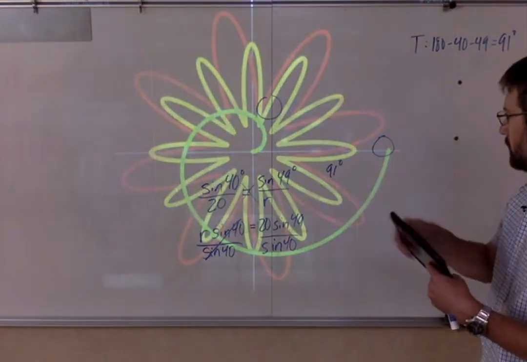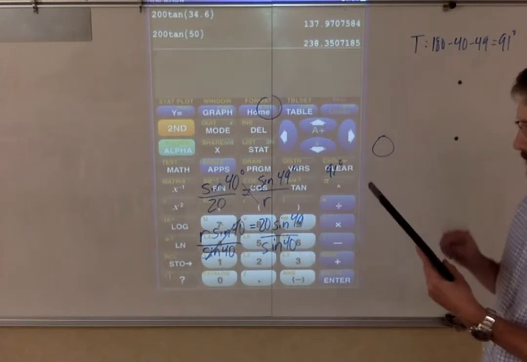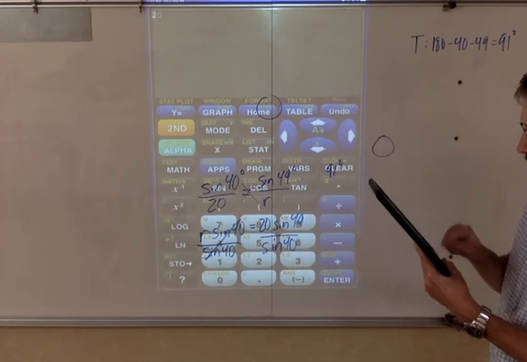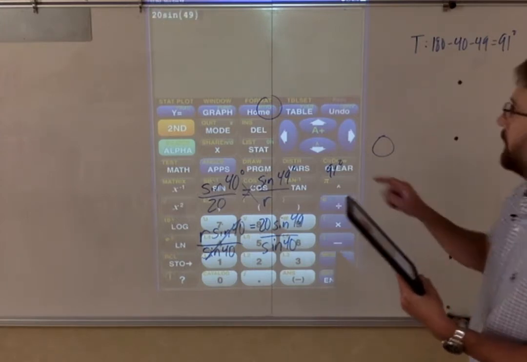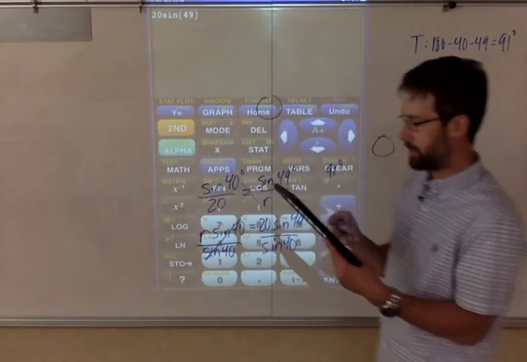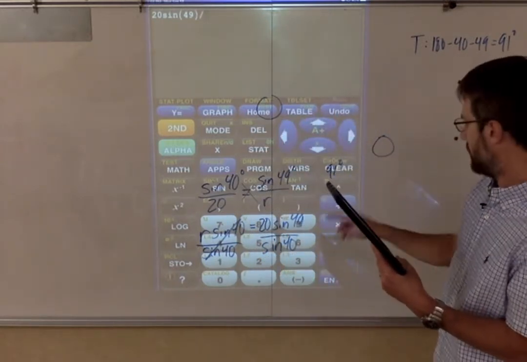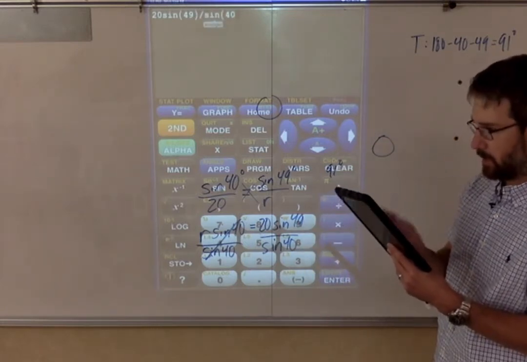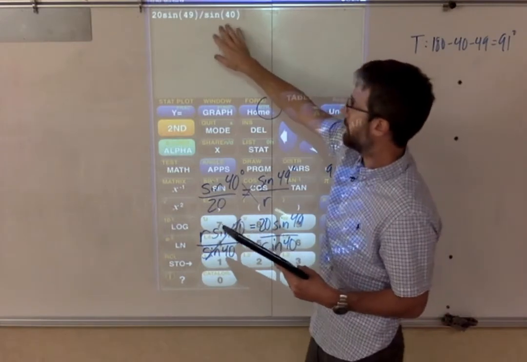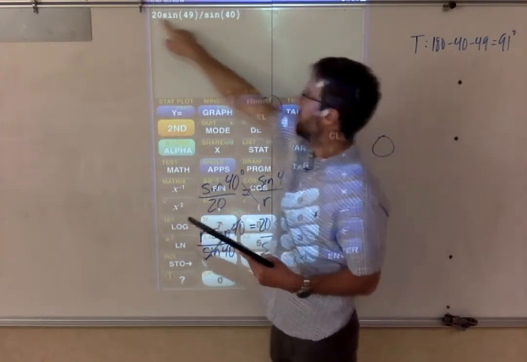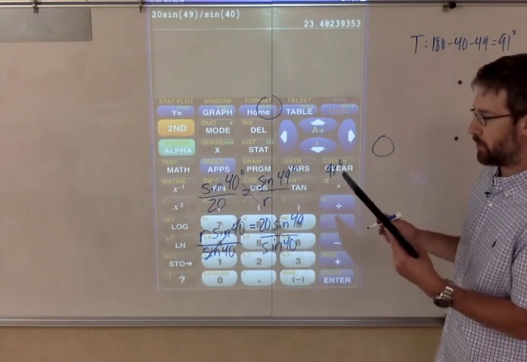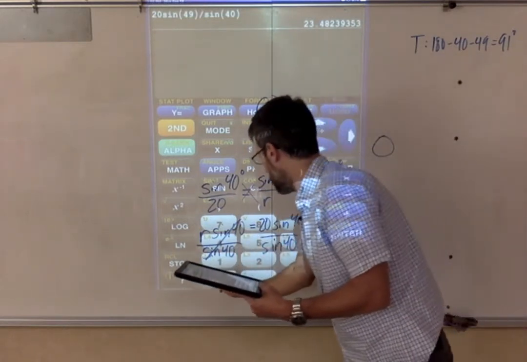All right, so make sure you're in degree mode, excuse me. And it's going to be 20 sine of 49, end parenthesis, very important that we've got that end parenthesis there, divided by sine of 40, end parenthesis. So it should look exactly like that. This is the top of the fraction we made. This is the bottom of the fraction that we made. And that is 23.48. We'll call that 23.5.